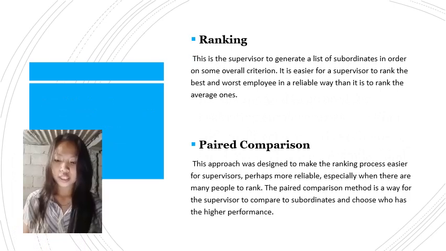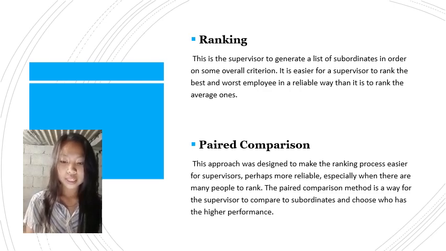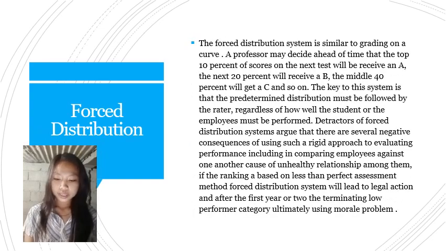The next one is the ranking. This is where the supervisor generates a list of subordinates in order on some overall criterion. It is easier for a supervisor to rank the best and worst employees in a reliable way than it is to rank the average. The key to this system is that the predetermined distribution must be followed by the rater regardless of how well the students or the employees have performed.